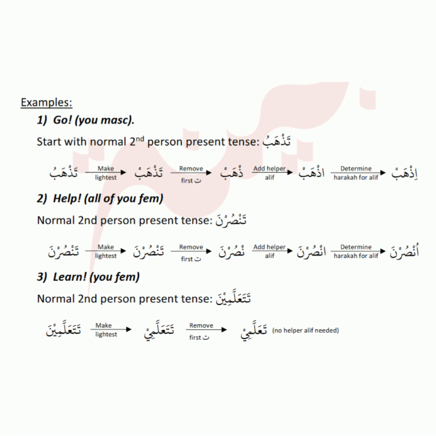For learn, for you feminine, we take the verb which is tata'allamina, we make it lightest, tata'allami, and we remove the ta. So it becomes ta'allami. We don't need any extra helper alif because we can say it clearly. Ta'allami.